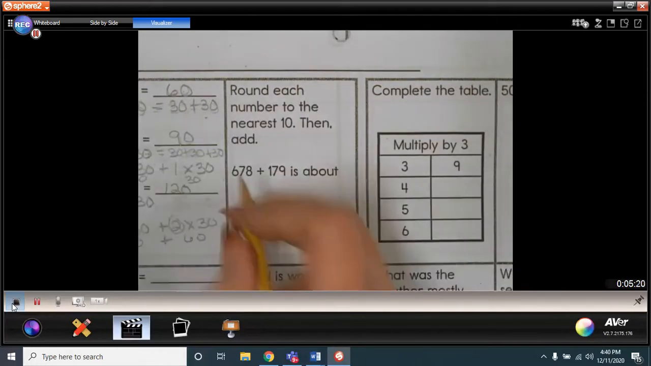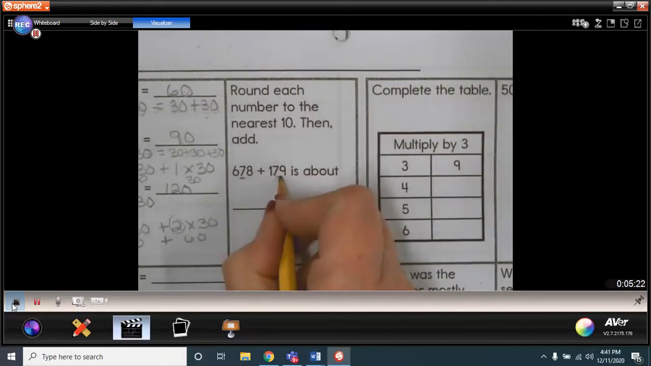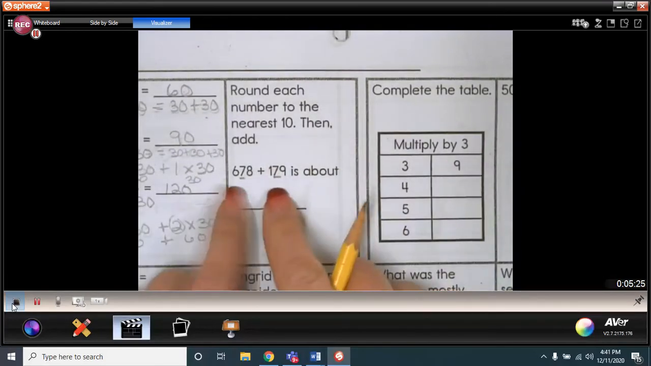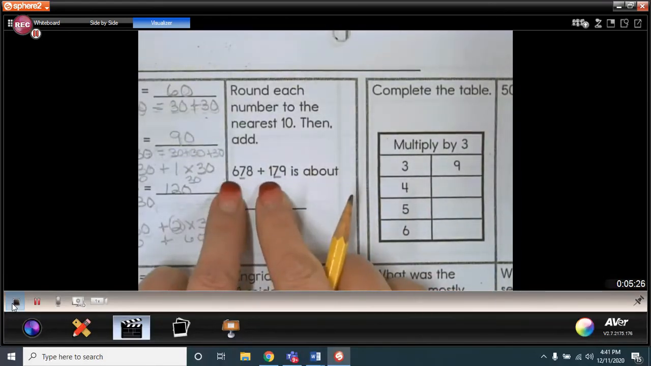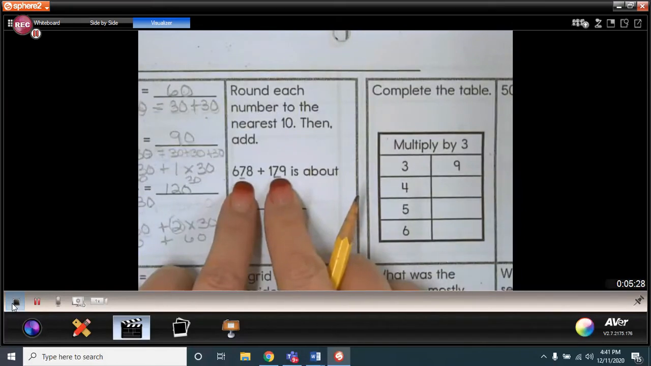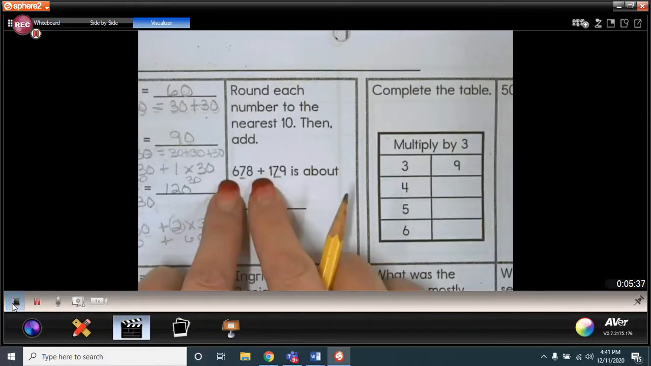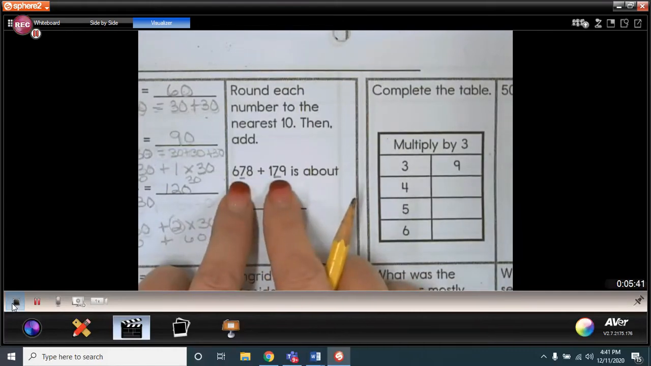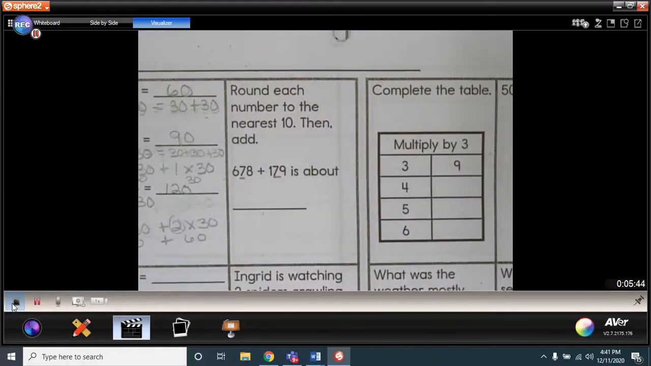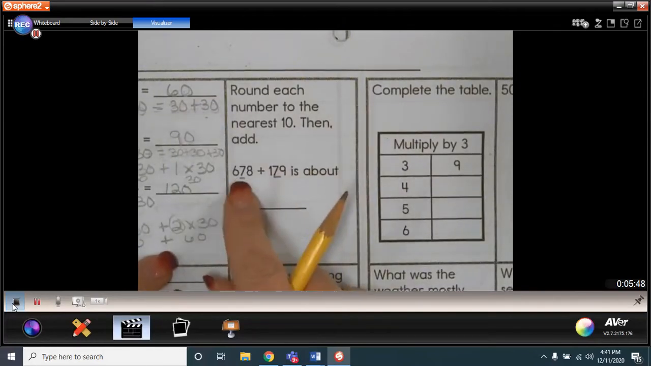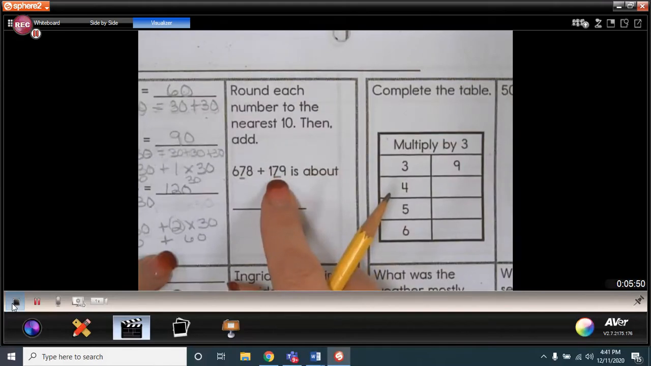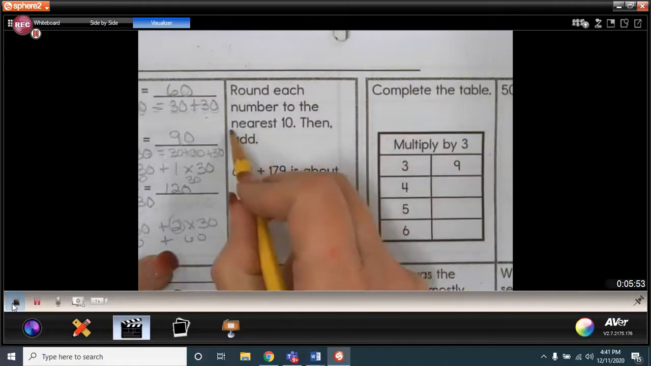So I'm going to look at my tens place. I always want to find my tens place because my hundreds place isn't going to change unless this is 90s. Unless we have 90s here in our tens place, the likelihood of that changing our hundreds place is very slim. So unless these were 90s, we are not going to have to worry about our hundreds place rounding up at all. So 678, we're going to round that number to the nearest 10.